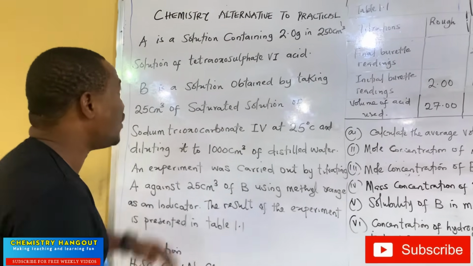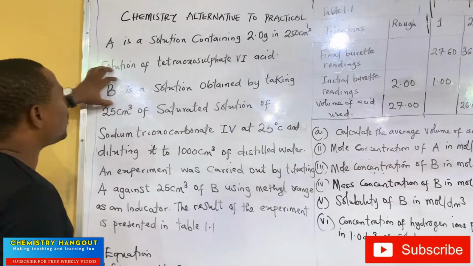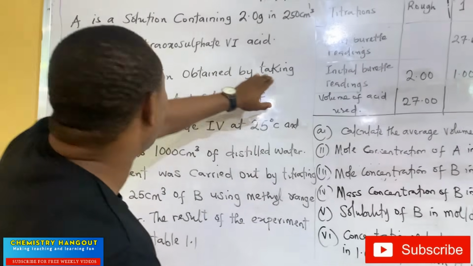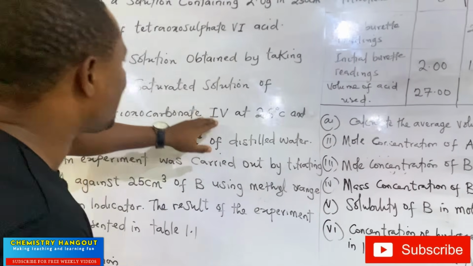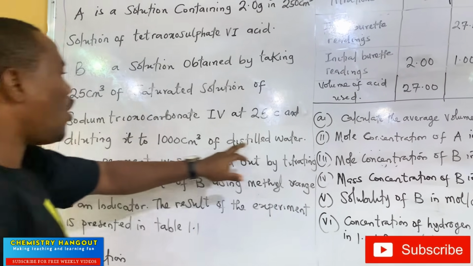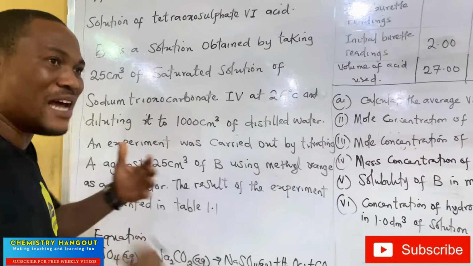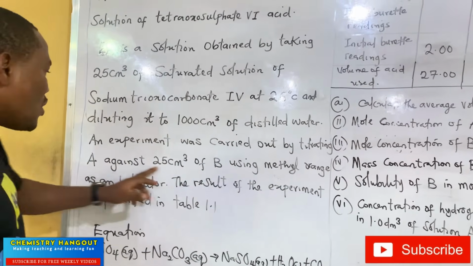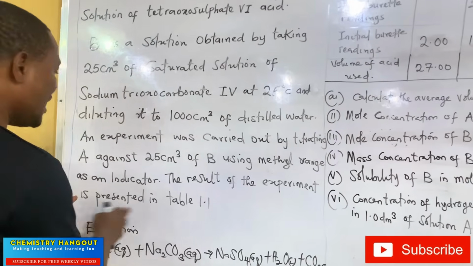Now, let's take a look at this question. They said A is a solution containing 2.0 gram in 250 centimeter cube solution of tetraoxosulfate 6 acid. B is a solution obtained by taking 25 centimeter cube of saturated solution of sodium trioxocarbonate 4 at 25 degrees Celsius and diluting it to 1000 centimeter cube with distilled water. An experiment was carried out. They have already carried out the experiment, that's why it is alternative to practical, by titrating A against 25 centimeter cube of B using methyl orange as an indicator.